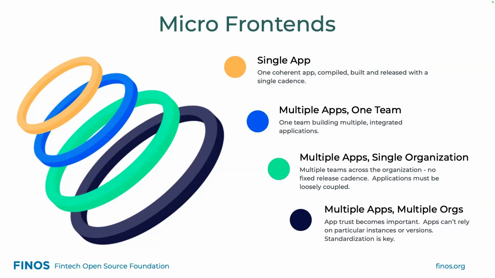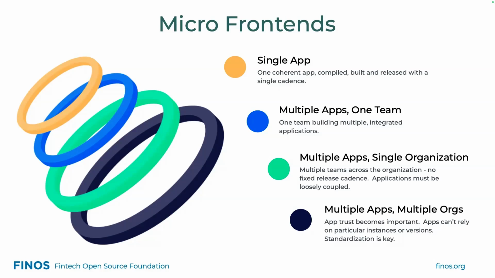But if you go one step wider, where you have multiple apps in a single organization, maybe multiple different teams in the organization, things start to get even more complicated. You can't necessarily fix a release cadence for those applications. So one app might change and another app is left behind. And this means that the applications start to need to be loosely coupled. And this is something that FDC3 really enables, that loose coupling of applications.